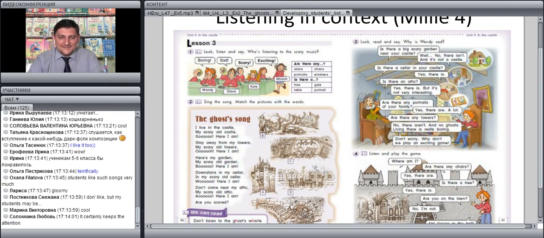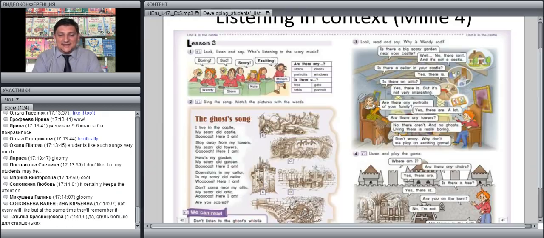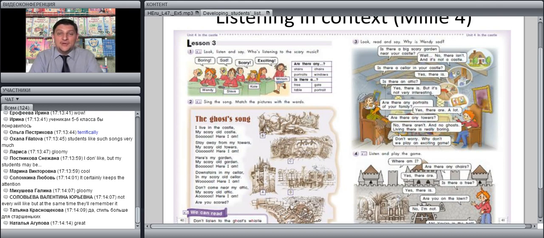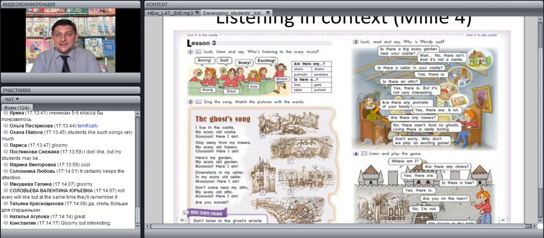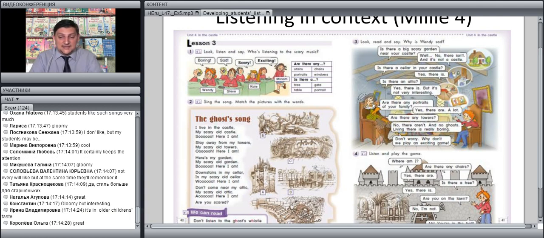Okay, this is a song, and it certainly, as somebody says, helps you to focus, and it keeps your attention. At the same time, this song is used to help students to remember things they can see in and around the castle, like towers, cellar, garden, and things like that. It is gloomy, but it is supposed to be gloomy because the ghost is sad, as we learn from the next exercise. And in the last exercise in this lesson, the ghost is happy because he has somebody to play with and he does not have to be scary any longer.